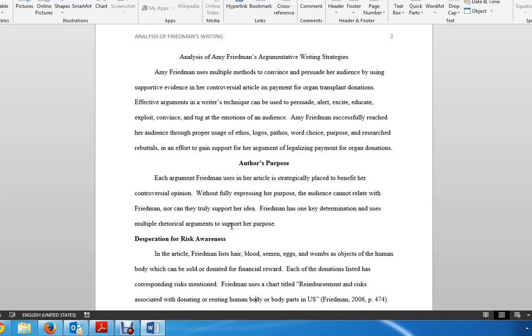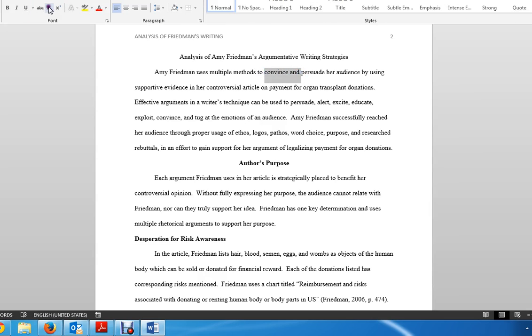Analysis of Amy Friedman's argumentative writing strategies. Amy Friedman uses multiple methods to convince and persuade her audience by using supportive evidence in her controversial article on payment for organ transplant donations. Okay, you're going to need to rewrite your introductory sentence because it's a little difficult to follow. Amy Friedman uses multiple methods of what? I'm not sure which multiple methods you're talking about. To convince and persuade her audience, we want to work on concise writing, because honestly that's just redundant, it's saying the same thing. So Amy Friedman uses multiple rhetorical methods to persuade her audience of what?